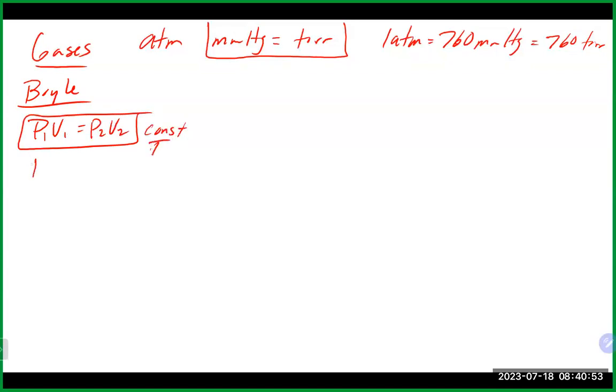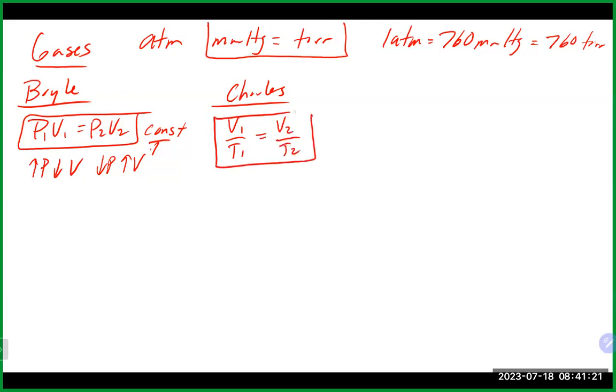And what we saw there, as pressure goes up, volume goes down, and vice versa: pressure goes down, volume goes up. Again, smaller volume, a lot more collisions occurring, higher pressure; larger volume, less collisions occurring, lower pressure. We also saw Charles' law, which dealt with volume and temperature relationships. V1 over T1 is equal to V2 over T2. This is at constant pressure.